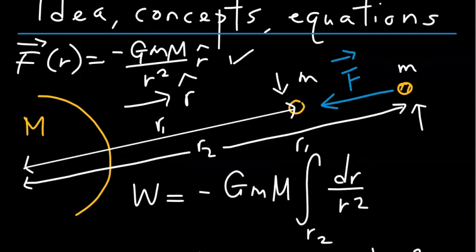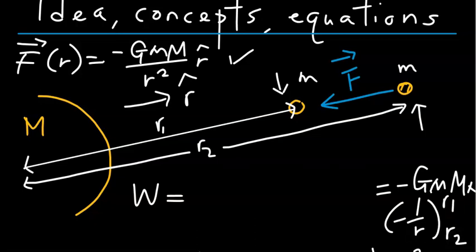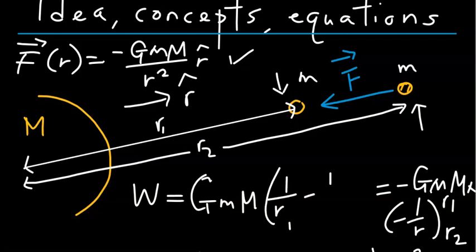which can then be integrated to give the following result: minus G little m capital M times minus 1 over r with the limits r1 and r2, which will simply be G m M times 1 over r1 minus 1 over r2.